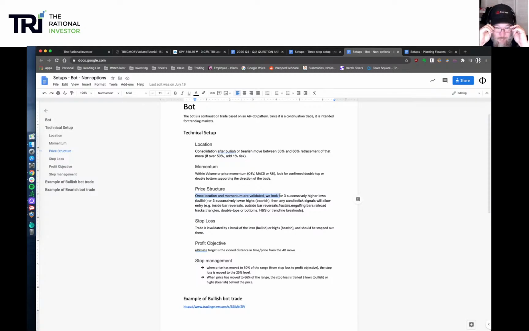Following those three higher lows or lower highs, we then look for a market structure signal to get us in. Any candlestick entry will allow entry, right? If we have our three higher lows and a W, then I will add a percentage of risk if I've got two levels of support for my market structure.